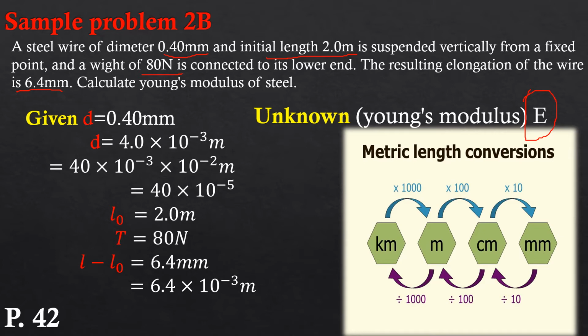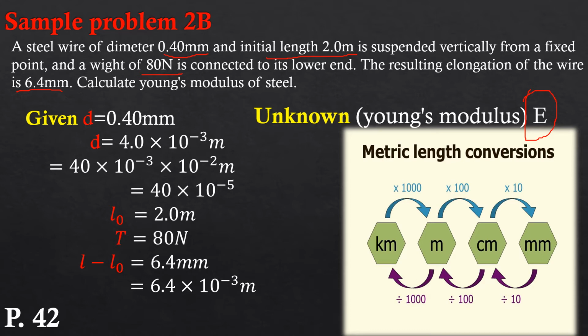So always remember that you have to know how to find the units, or you have to use metric length conversion, or even if it is gram or kilogram or whatever unit it is, if it is a big unit, you have to write the big unit, or if it is a smaller unit, you have to write the smaller unit. So here, as we will find Young's modulus, which is in Newton over meter square, we have to convert all our millimeters to meters.